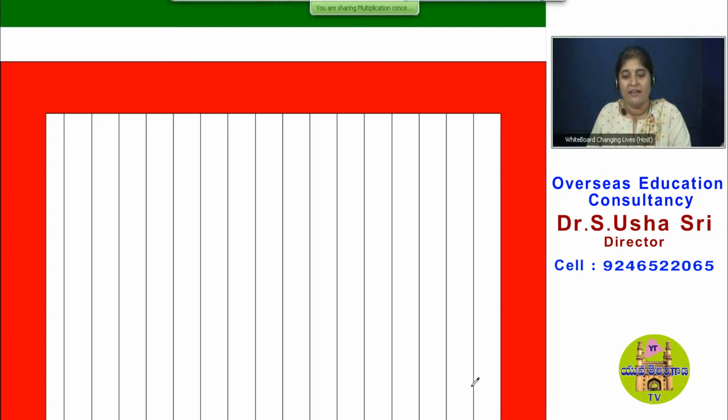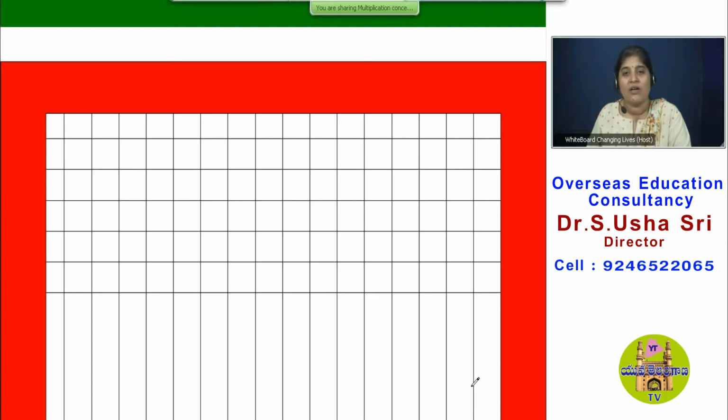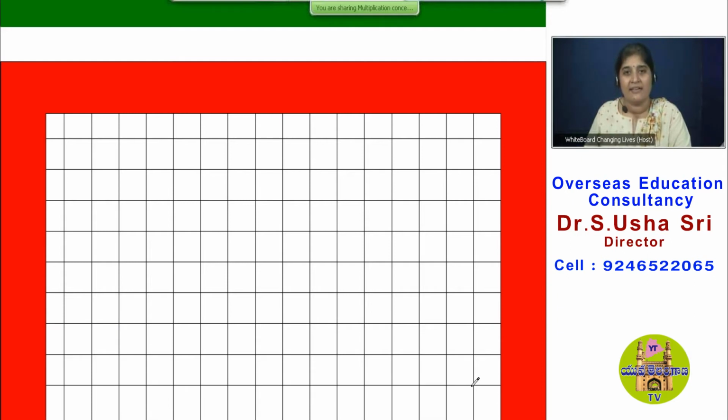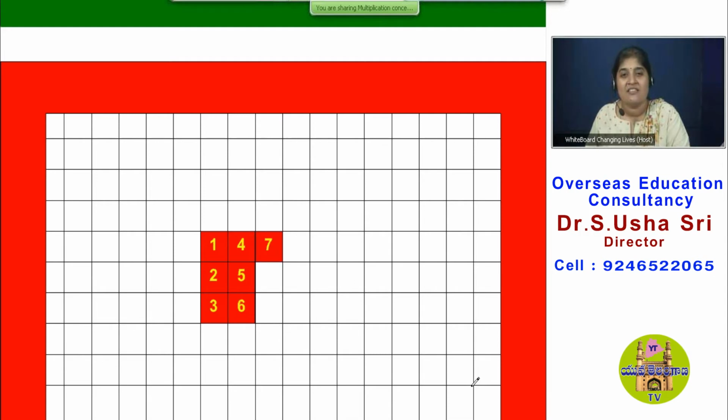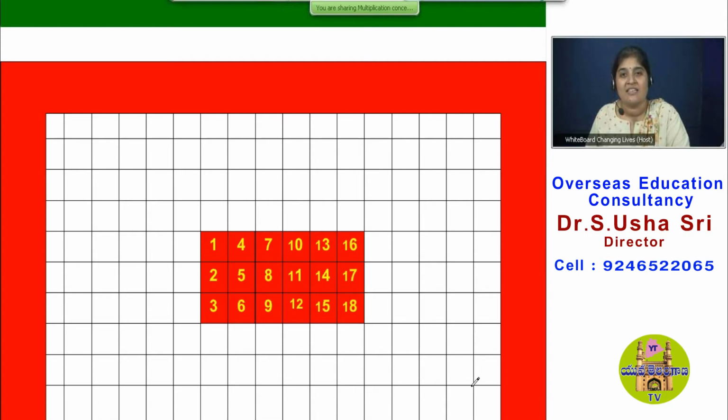Children, there is a grid here. Okay, a small grid. We have formed a small grid. Now I would like to take the small boxes inside. 1, 2, 3, 4, 5, 6, 7, 8, 9, 10, 11, 12, 13, 14, 15, 16, 17, 18.